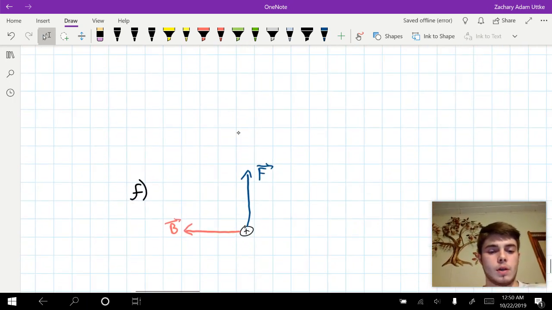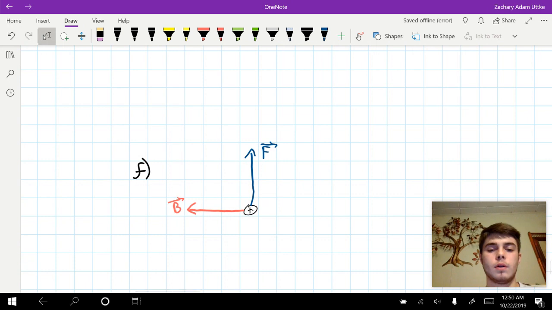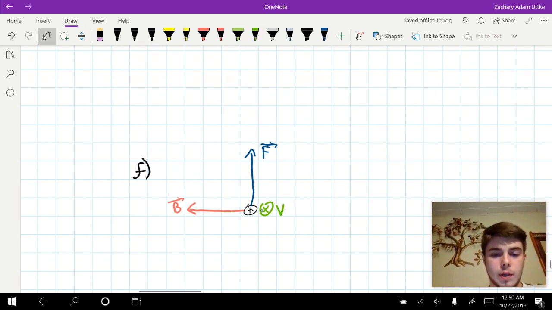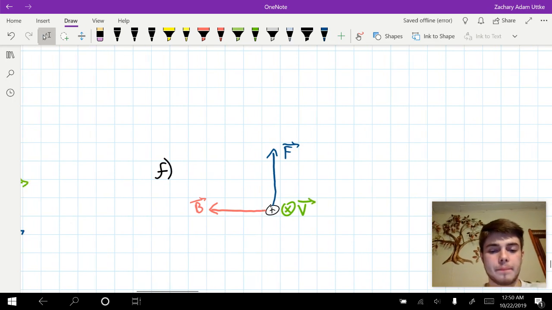Okay, and our last one. So if we have our palm facing upwards and our fingers facing to the left, we can see that our velocity will be directed into the page, like that.